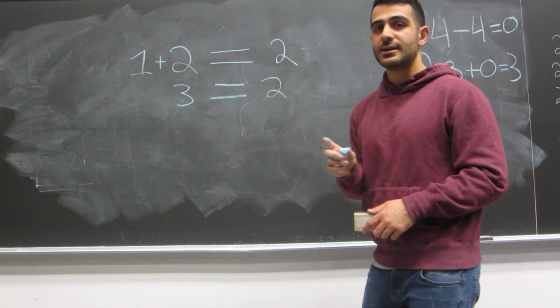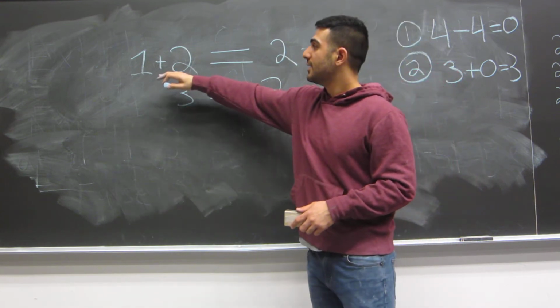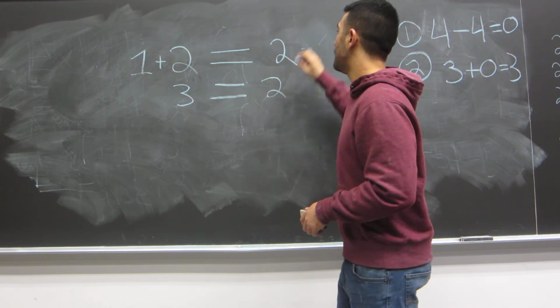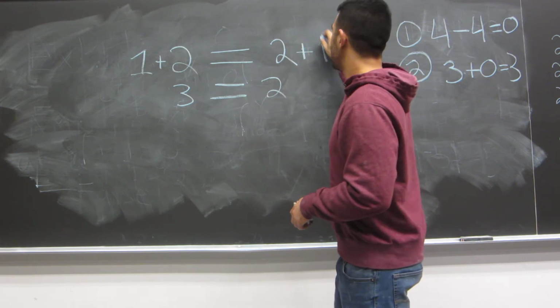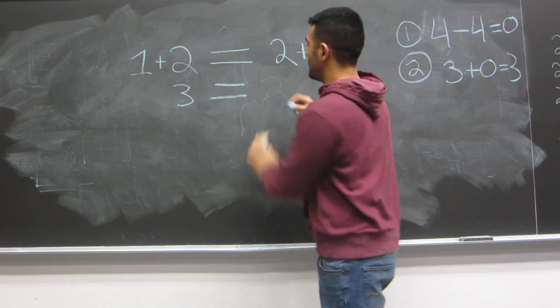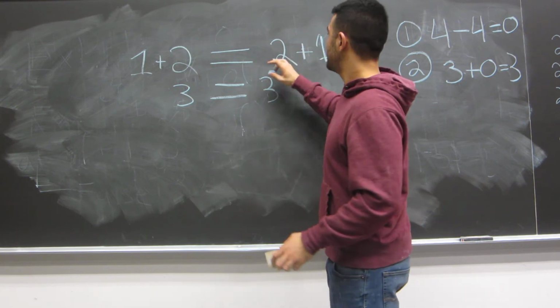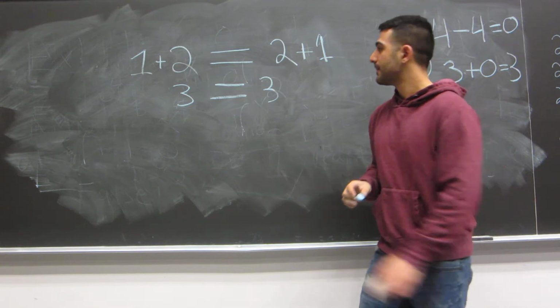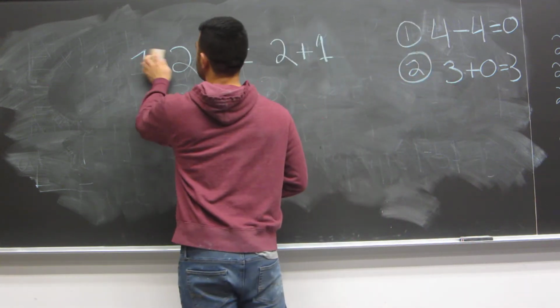The only way to maintain equality is, since we've added a 1 to the left-hand side, we have to add a 1 to the right-hand side. So once we simplify, we get 2 plus 1 is equal to 3. So 3 is equal to 3. Let's do another example.